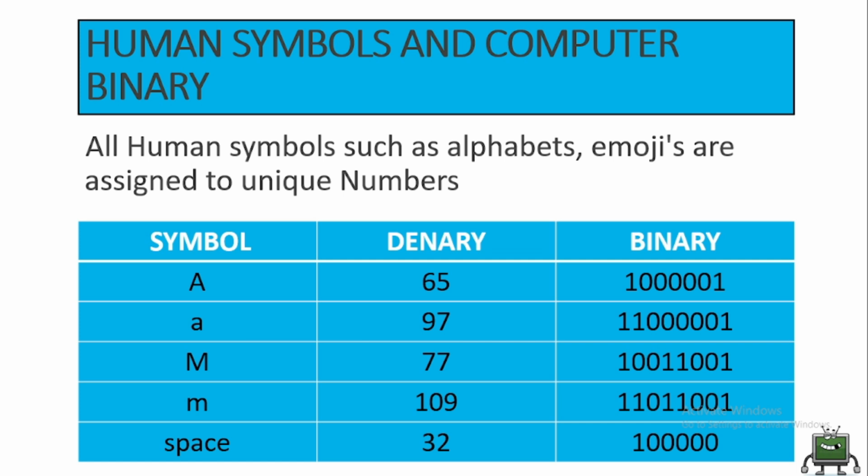Then we have the character space. When we type and press the space bar to create a space between our words, as we see space, the computer is not seeing space. The computer is seeing zeros and ones. The space that we create has also been assigned the number 32, whose binary representation is 100000. So every character that we humans deal with has been assigned a number.